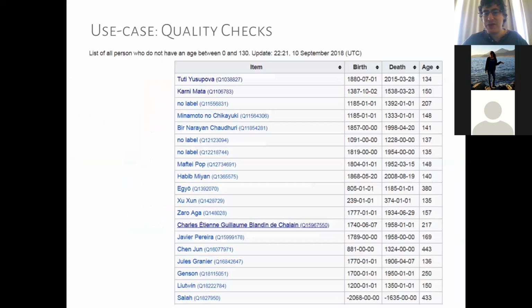Another interesting use case for Wikidata is something that we can really hope to apply conveniently, and not so easily for Wikipedia, which is to apply quality checks. In this case, what we're looking for are people who do not have an age between 0 and 130. So we get here a list of some very old people. We're taking their death minus their birth to derive their age.